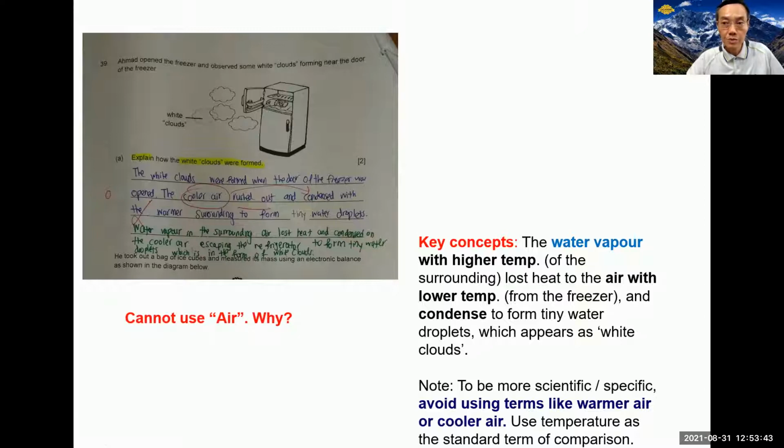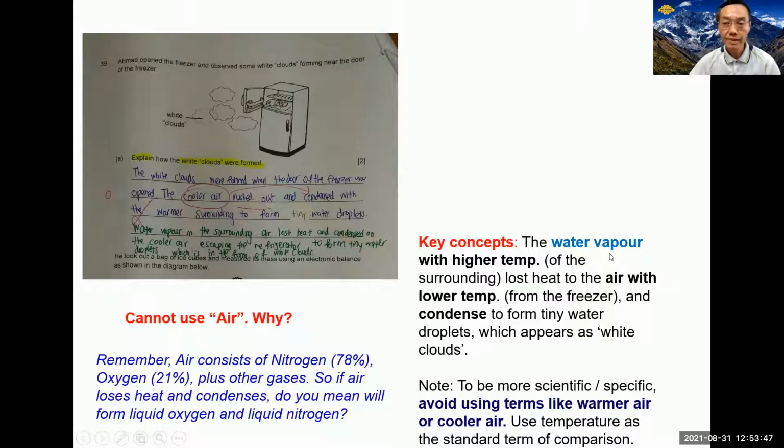Why can we not use air? Because you remember in primary 5, the students do learn about a topic on air is a mixture. So air actually consists of nitrogen 78% and oxygen 21% plus other gases, including water vapor. So if the student says the air lost heat, it means that if the temperature is low enough, do you really get liquid nitrogen or liquid oxygen?